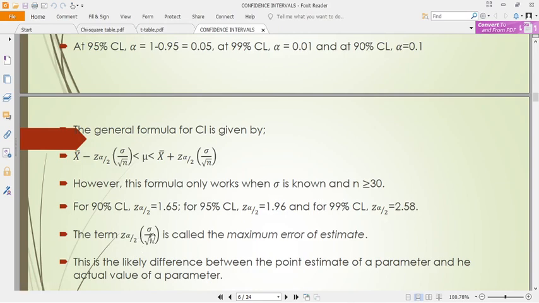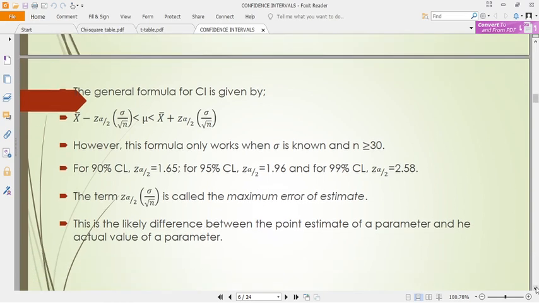So therefore, the term Z alpha over 2 times standard deviation over root n is called the maximum error of estimate. This is the maximum error you can commit for you to be confident at this given confidence level. So the whole of this is our maximum error of estimate, and this is the likely difference between the point estimate of a parameter and the actual value of a parameter.